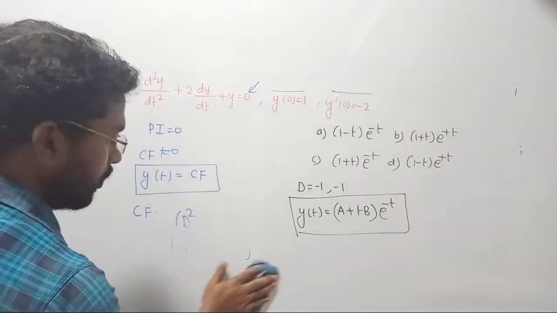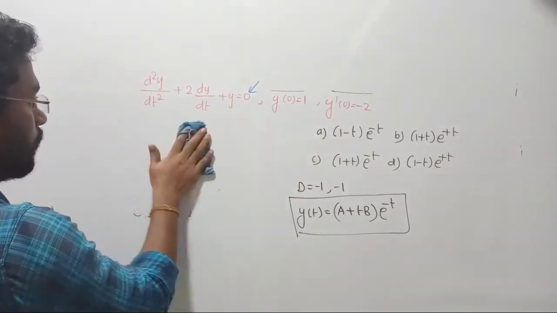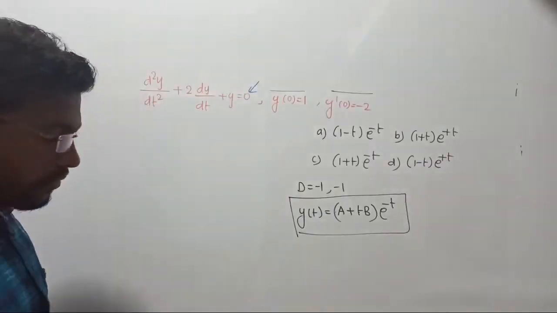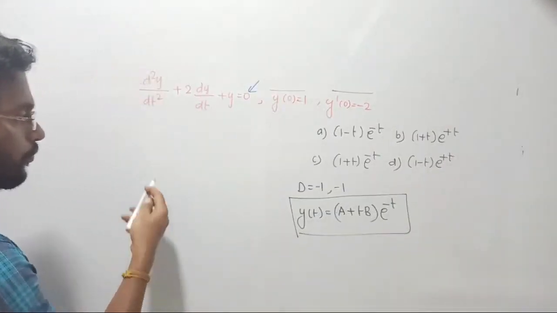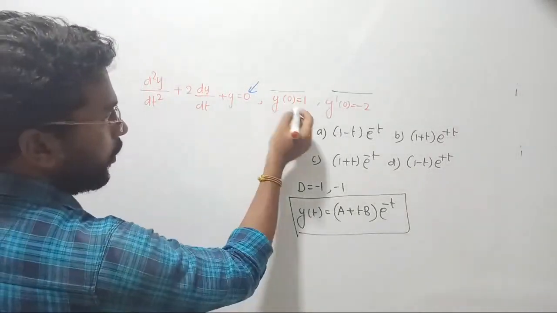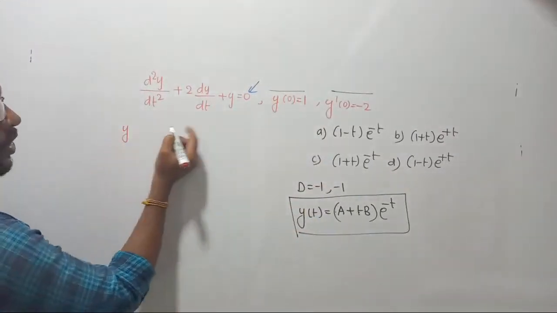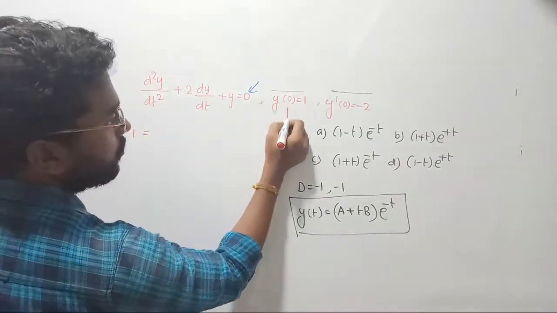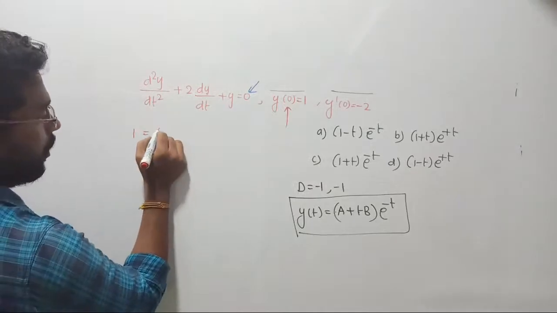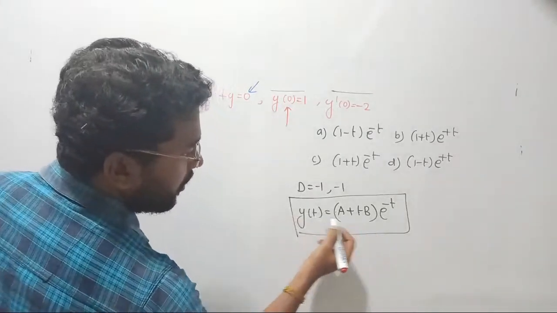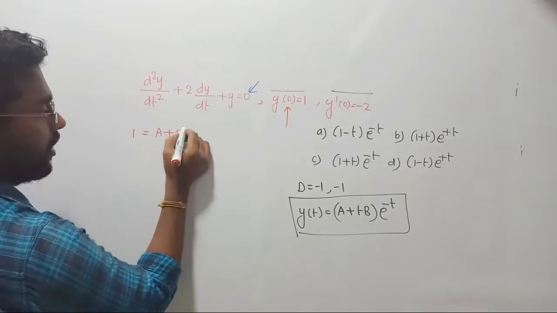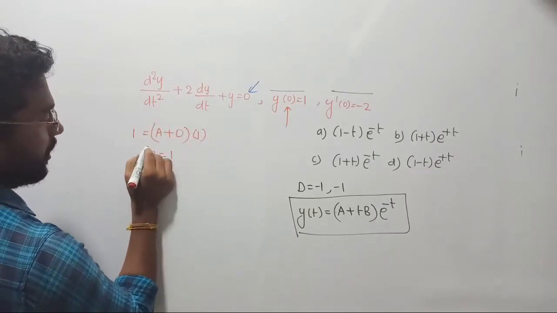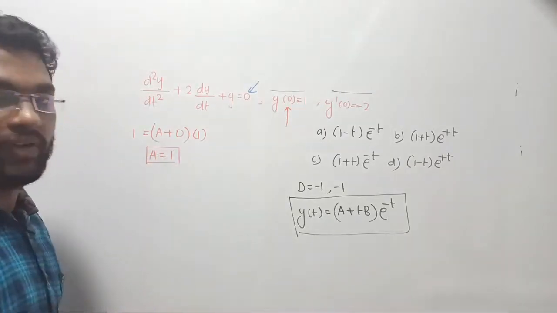So let me rub this one. Now what they said is y of 0 equal to 1. Y of 0 in the sense y is going to be 1. Let's write the answer directly. Y is going to be 1 at t equal to 0. That is the meaning of this one. So a plus t is going to be 0, in the sense that term will be completely 0, into e power 0 will become 1. So what is the conclusion? A equal to 1. That is the first value that we are getting from the given statement.